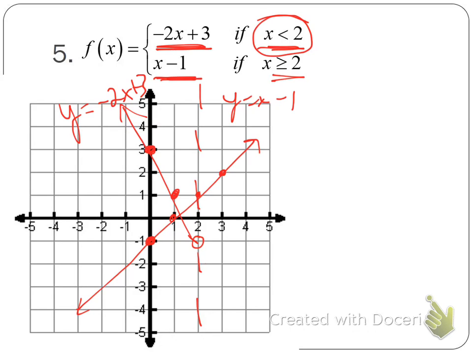Now, we want this line when x is greater than 2. And all of our x's greater than 2 are over here, so we want the right side. So we're going to go through and erase the left side.